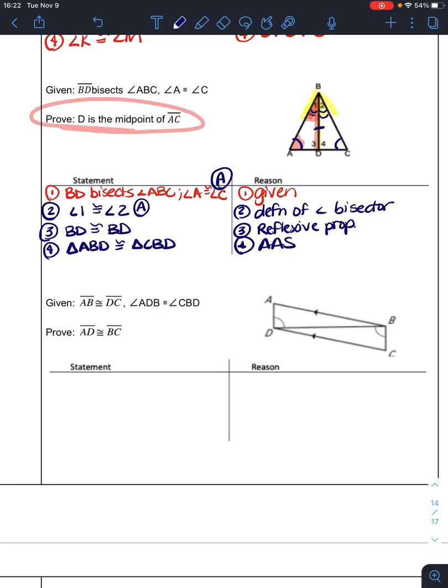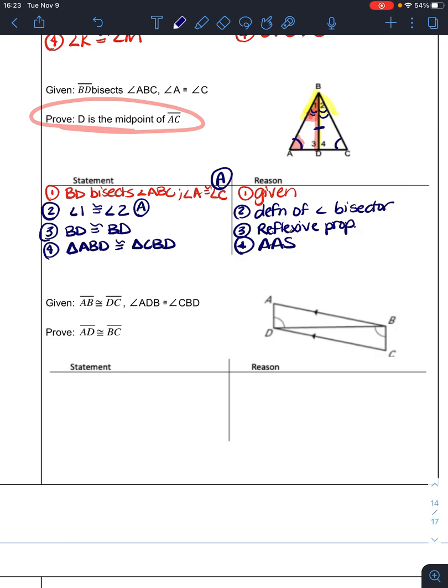Here's my goal. My goal is to say that D is the midpoint of AC. Well, before I can say D is the midpoint of AC, I need congruent segments. So think about what you want. If you're looking at it, D is the midpoint of AC. What you need to happen is you need for AD to be congruent to DC.